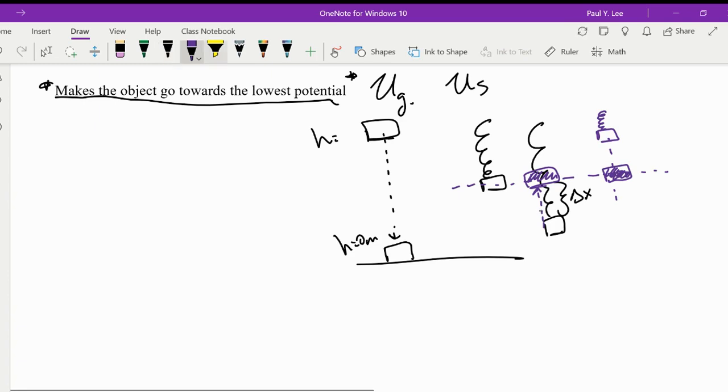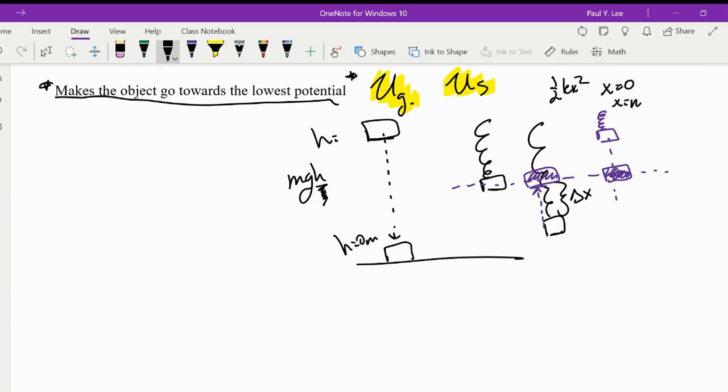So the main idea of conservative forces is that the object wants to go back to its lowest potential. For mgh, the lowest potential is based on the height. And for a spring, which is 1/2 kx squared, the lowest potential is when x is equal to 0, or how we say no compression, or the equilibrium point.